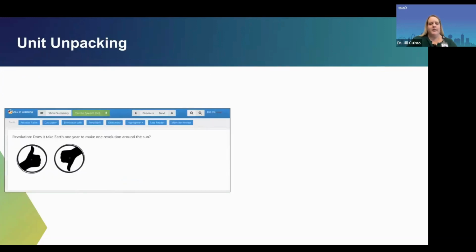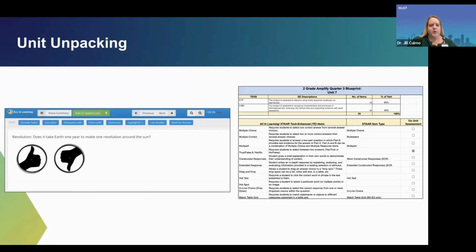One of the important components we should look at while we unpack a unit is the assessment in All in Learning. Here is a portion of an assessment from 1st grade, in which students will listen to a statement read aloud by the teacher and then choose the thumbs up or thumbs down button according to the answer.